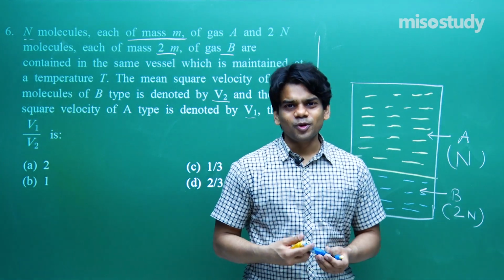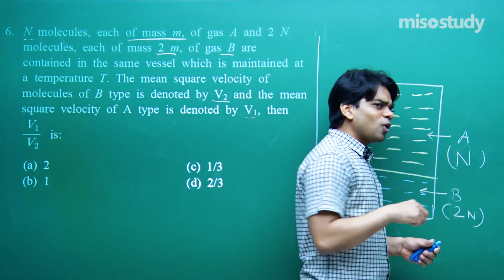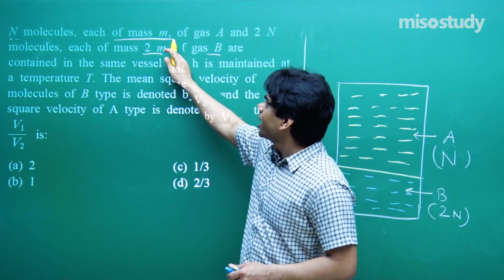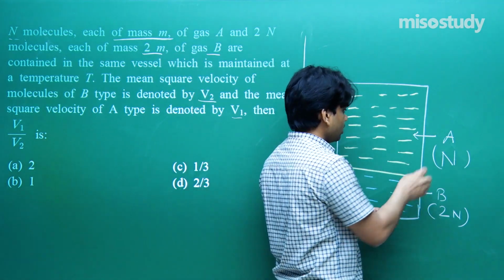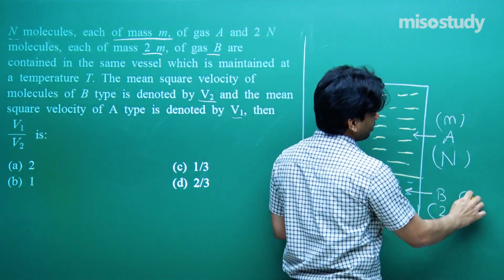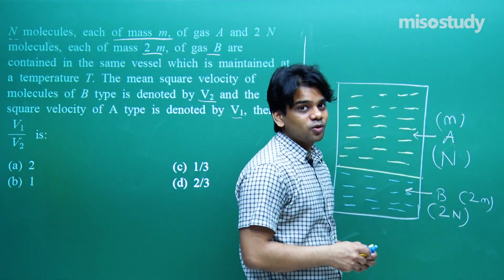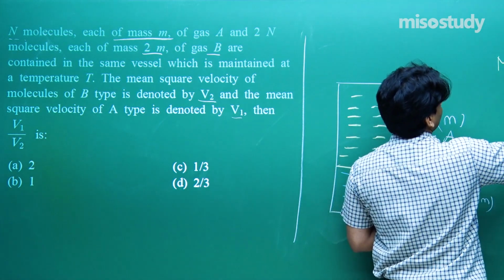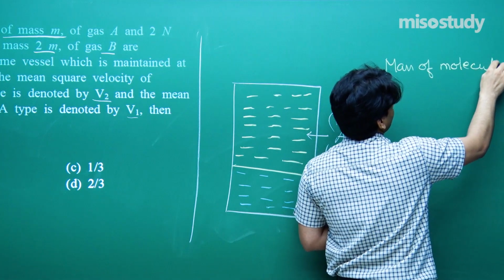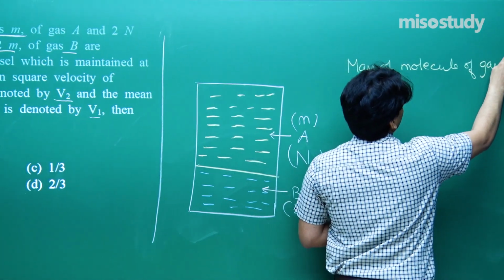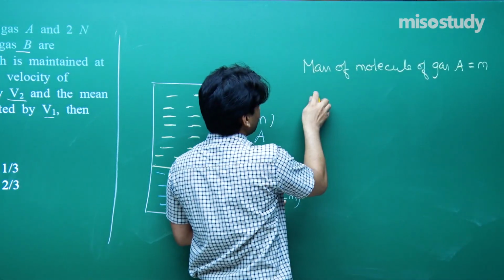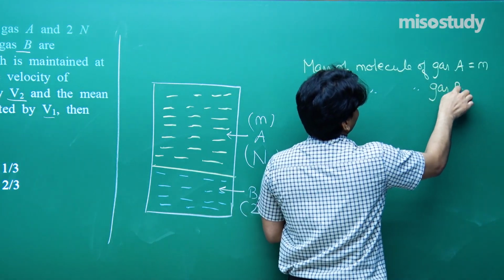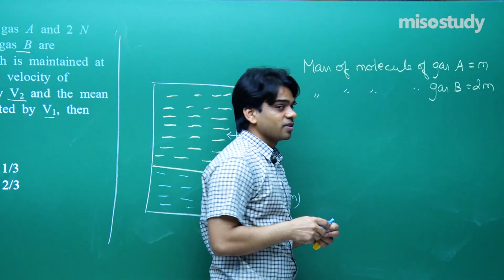Now we need to talk about the root mean square speed. First of all, let me also mark the mass of each molecule. It says that the mass of molecule of gas A is given as m, and for B it's 2m. So I am marking here m, and here for B I am marking 2m. That is the mass of each molecule for gas A and B. If you want, we can write separately: mass of molecule of gas A is given as small m, and mass of molecule of gas B is given as 2m. That is what has been given.